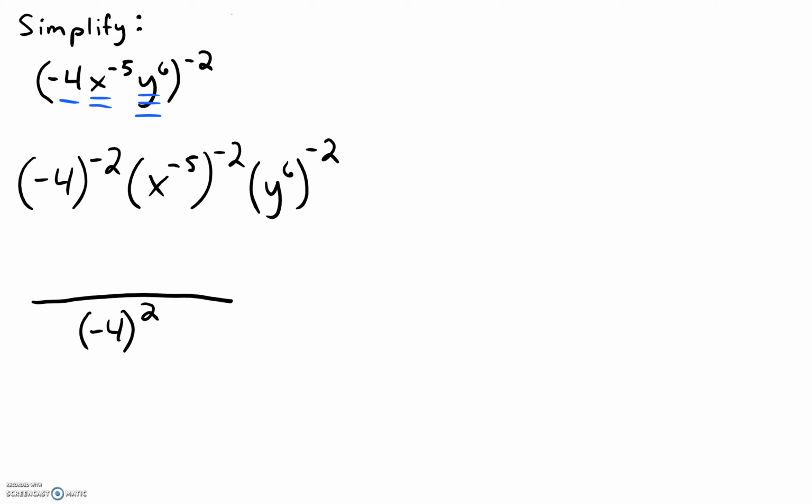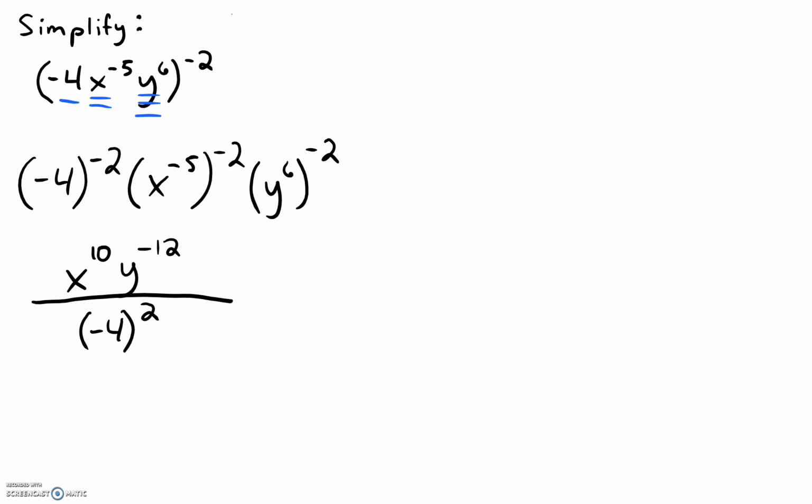Our second item, we have x to the -5 raised to the -2. So we're raising a power to another power, so that means we multiply the exponents. So we're going to have x, -2 multiplied by -5 is going to give us +10. And then we have y to the 6 raised to the -2. Again, we're raising a power to a power, so we need to multiply. So we're going to have y to the 6 times -2, which is -12.